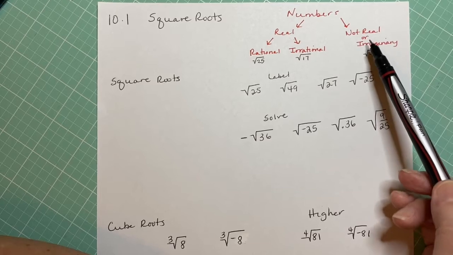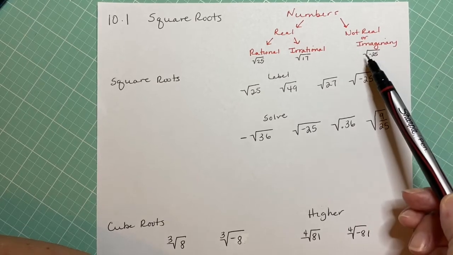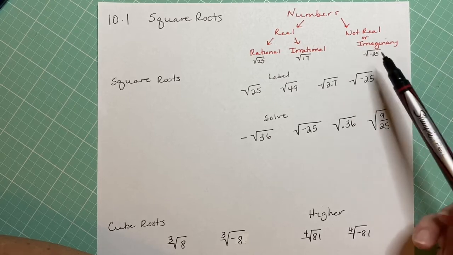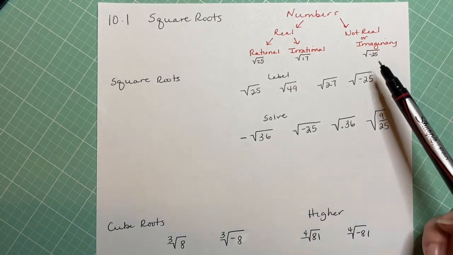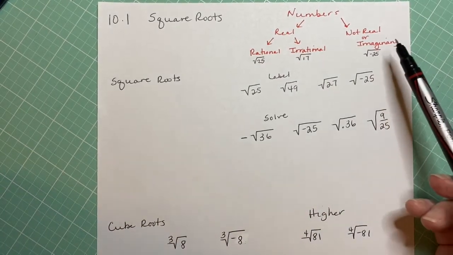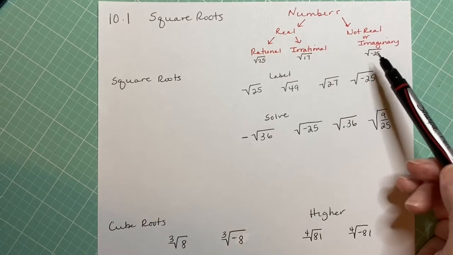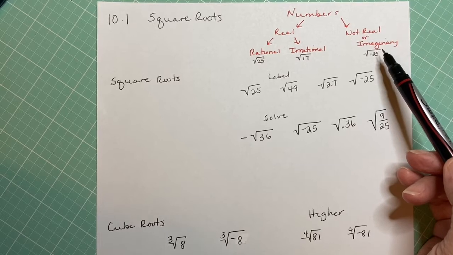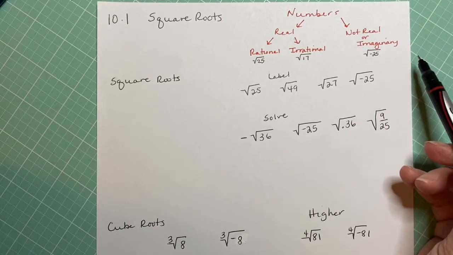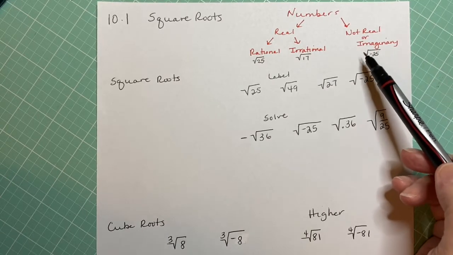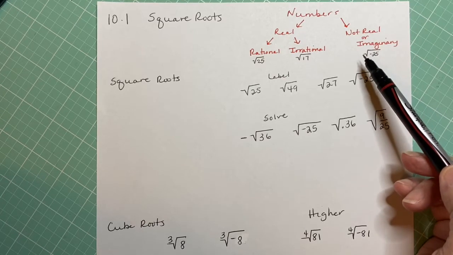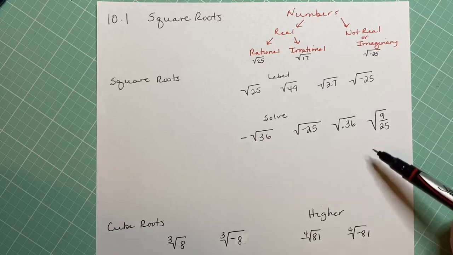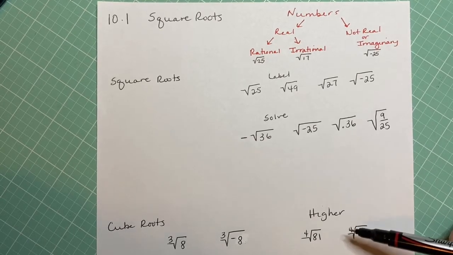And then not real, or imaginary, numbers are anytime you have the square root of a negative number. We'll talk about imaginary numbers later. We'll learn that we're going to use the letter i and some stuff like that. But for today, you just need to know that you can't take the square root of a negative number. If you put that into a calculator, it'll say error. And so when you take the square root of a negative number, it's imaginary. I'll explain that a little bit more on down here.